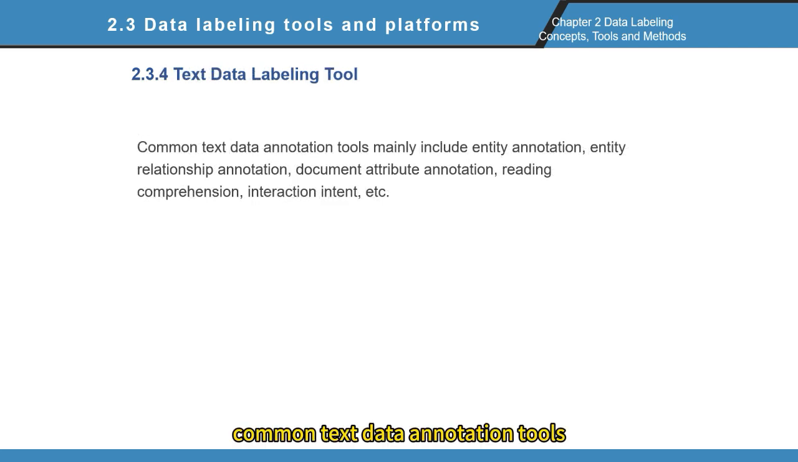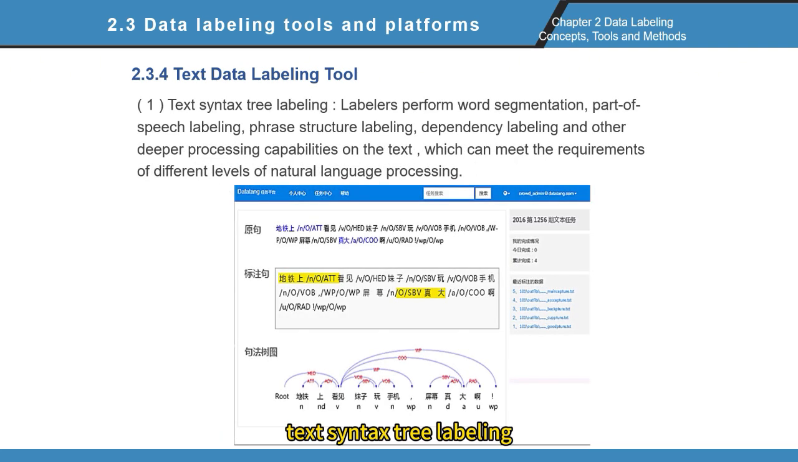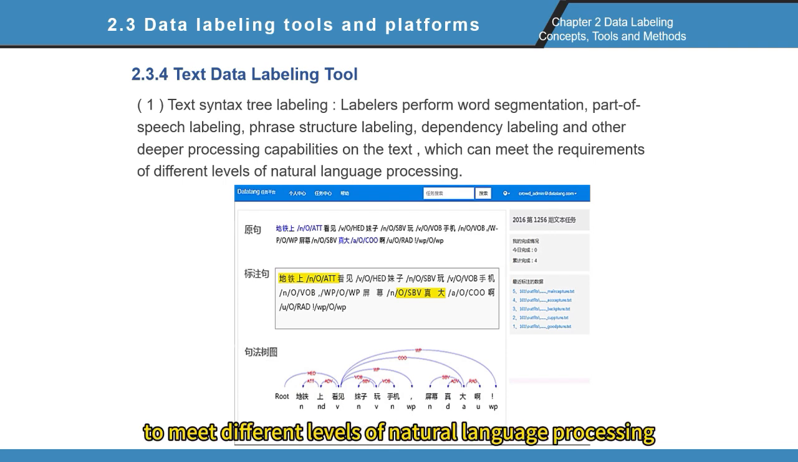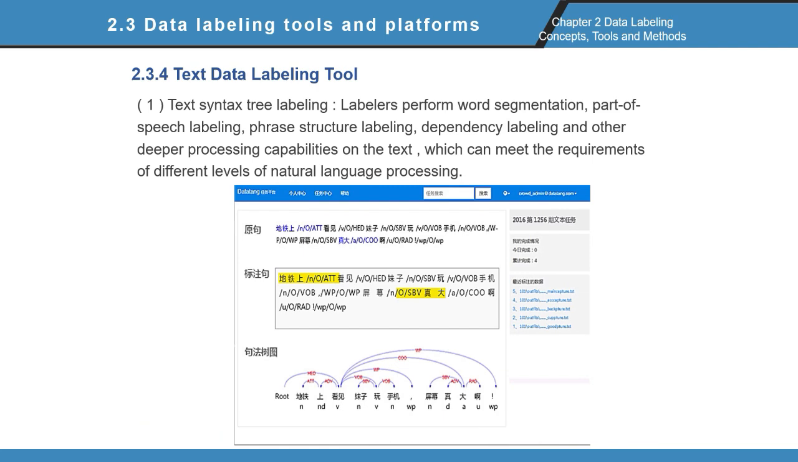Common text data annotation tools mainly include entity annotation, entity relationship annotation, document attribute annotation, reading comprehension, and interaction intent. Text syntax tree labeling requires labelers to conduct word segmentation, part of speech labeling, phrase structure labeling, dependency labeling, and other deeper processing on the text to meet different levels of natural language processing requirements.